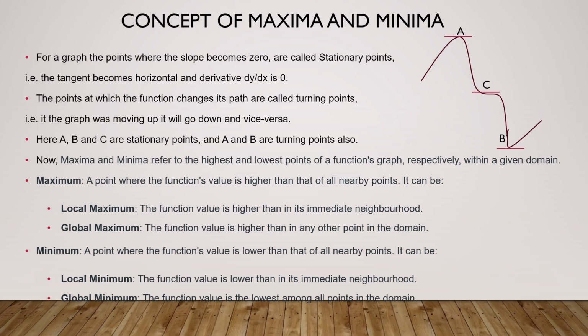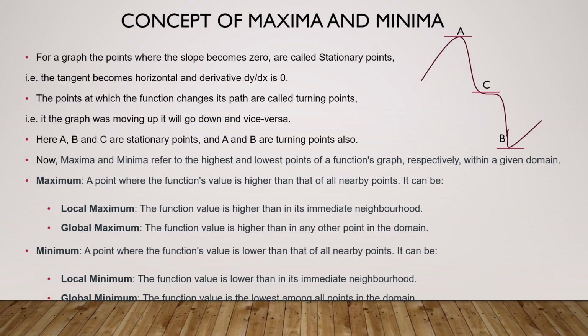Now maxima and minima refer to the highest and the lowest points for a function's graph in a given domain. If we want to define a point where the function's value is higher than all other nearby points, then it is called the local maximum. The function value is higher than in its immediate neighborhood. And what is global maximum? The function value is higher than at any other point in the domain. Correct? See, these are two different concepts. We will see the difference between them.